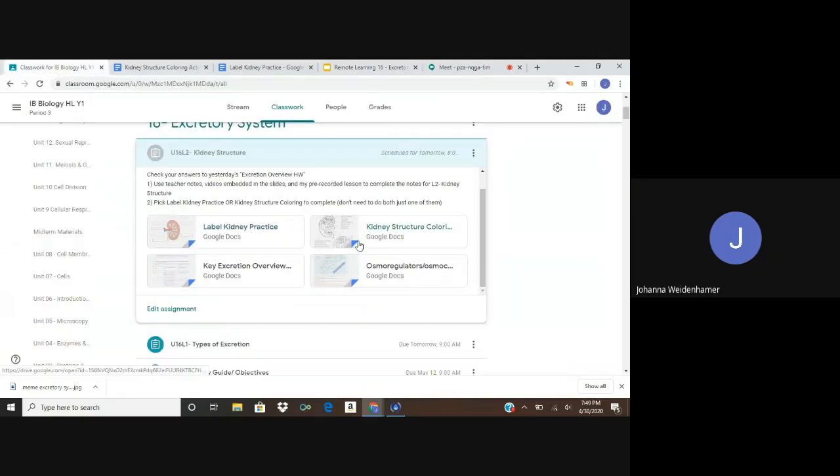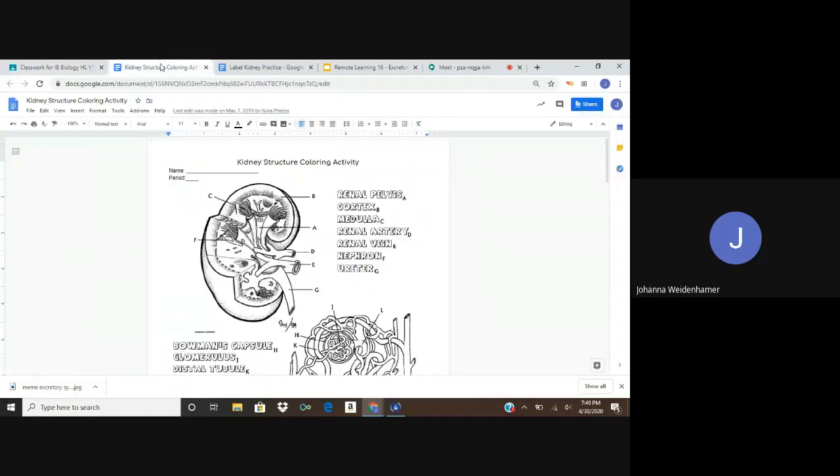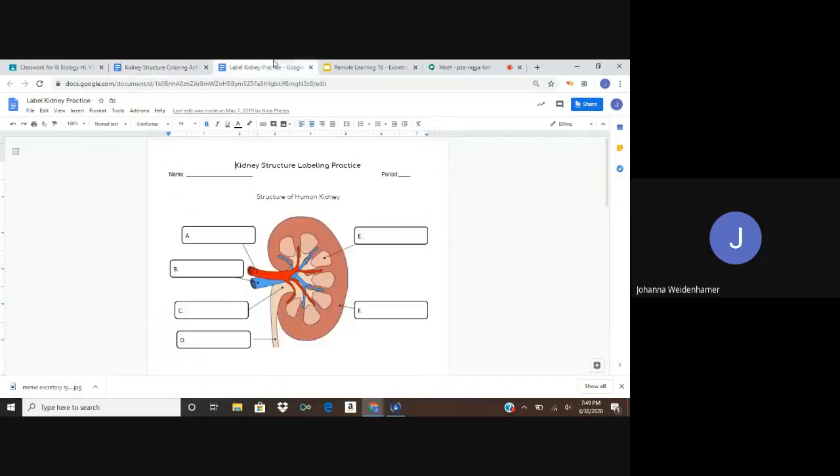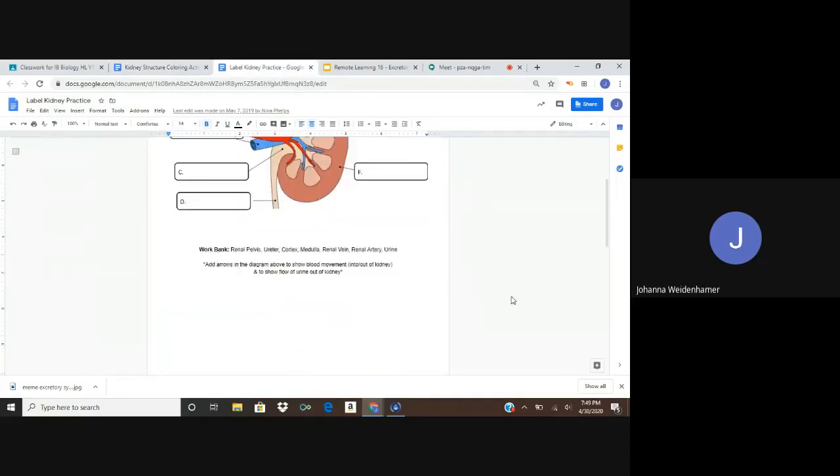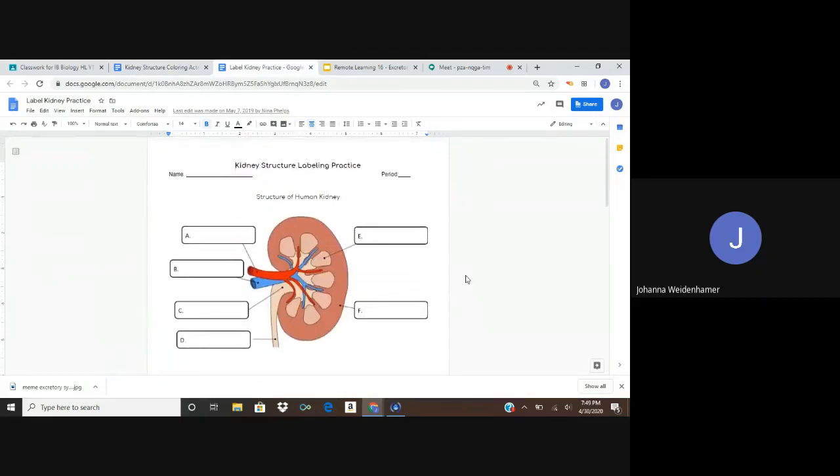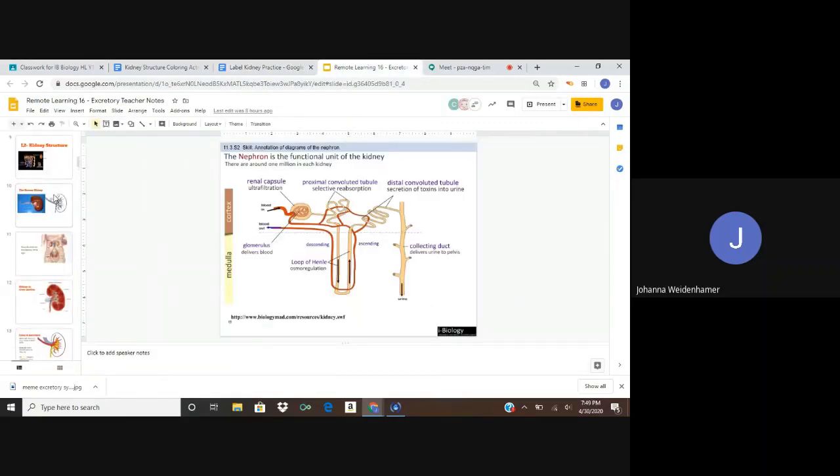So the homework again is going to be one of these two. So you can either pick the coloring of the kidney if you're in the mood to color, or you can pick the labeling of the structure of the kidney based on our notes today. And remember, please do not forget to also watch this video at the start of lesson 2.